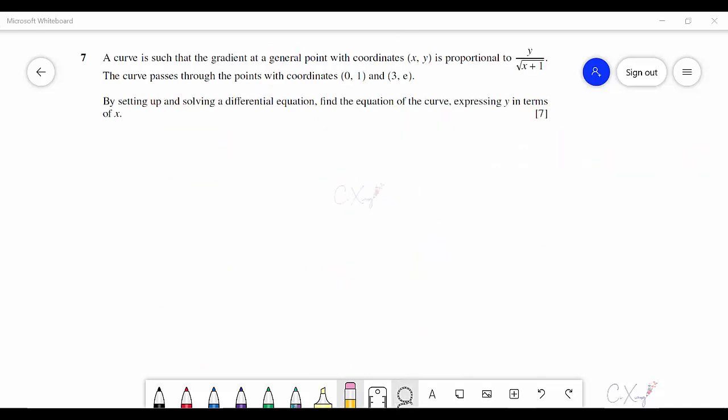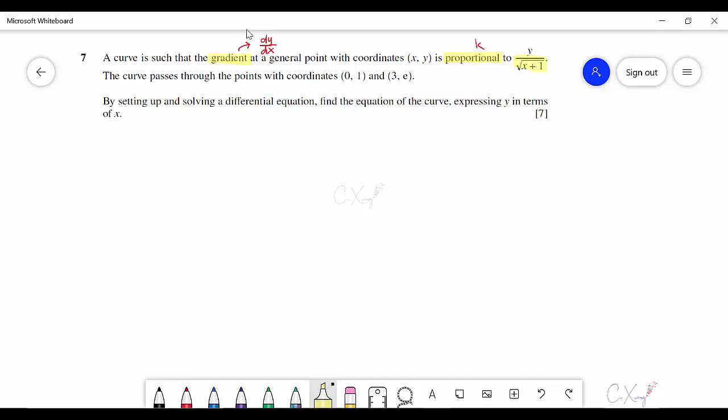Okay, so question number 7. They give you a curve such that the gradient at the general point. Again, when you see the word gradient at a general point for a curve, this gradient has the symbol dy dx. This is something that you need to know in advance. Then dy dx, with coordinates x y, is proportional. Proportional means that you have a k in front of this expression.